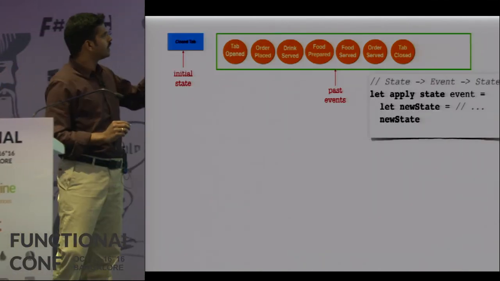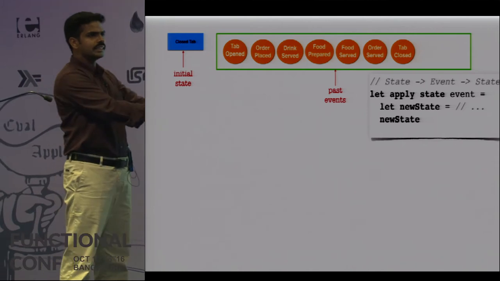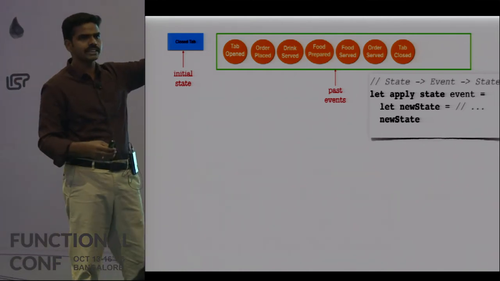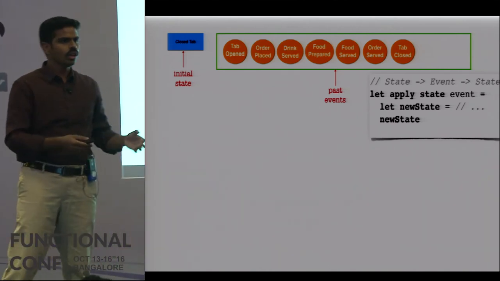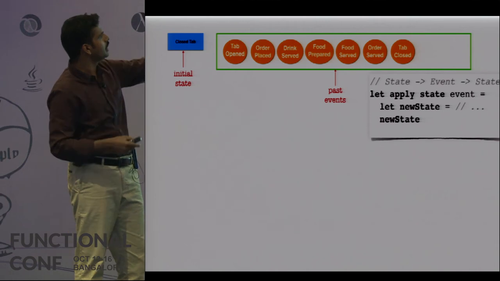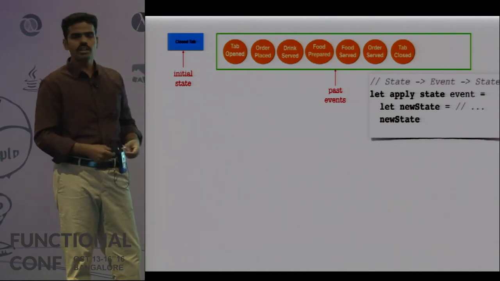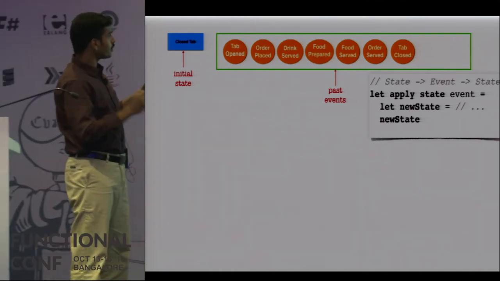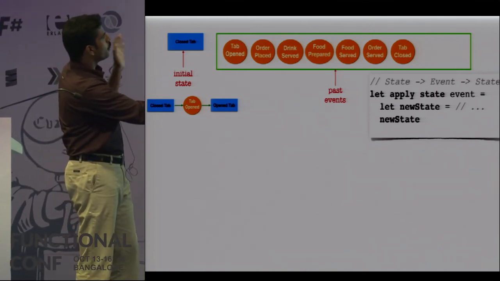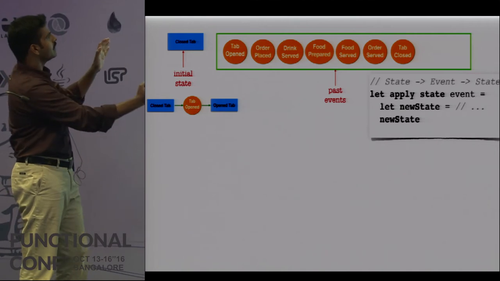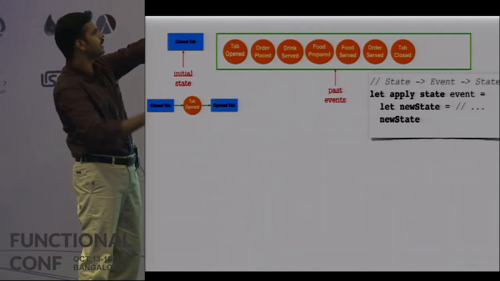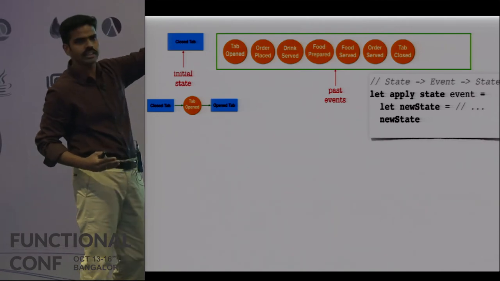So we started with the initial state. We know the initial state is the closed tab. And now we have the list of events that happened in the system. And we have a function called apply, which takes a state and an event and comes out with a new state. Now we are going to take these two things and fold them in such a way that we arrive at the last state after the tab closed event, which is the last event of the event log.